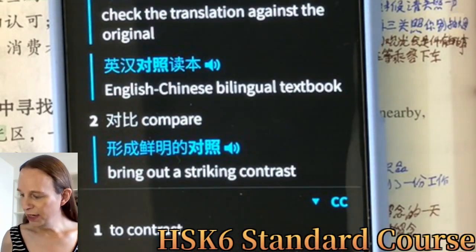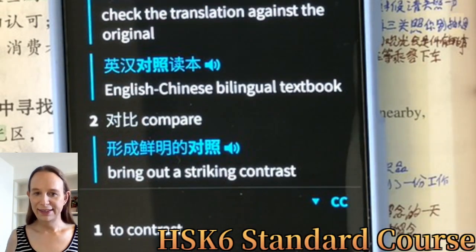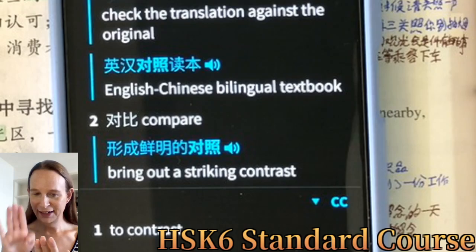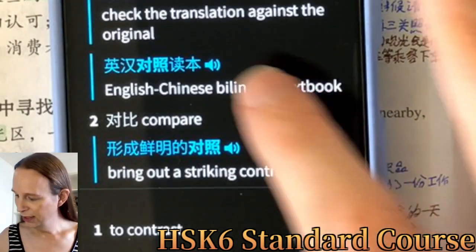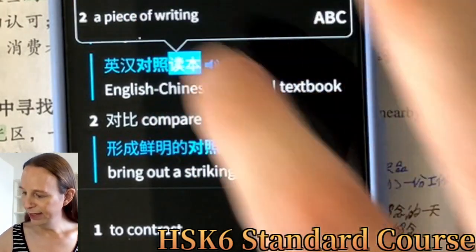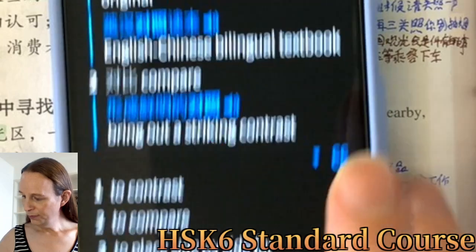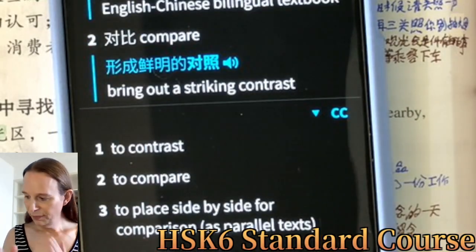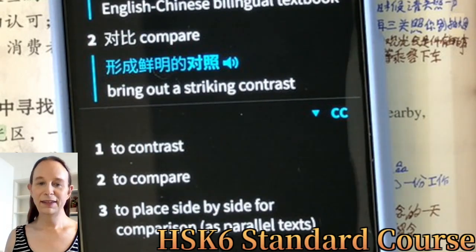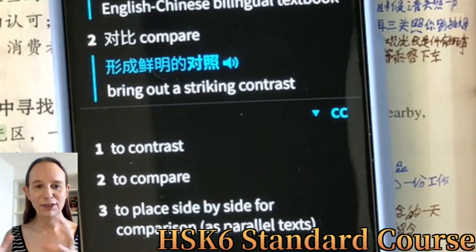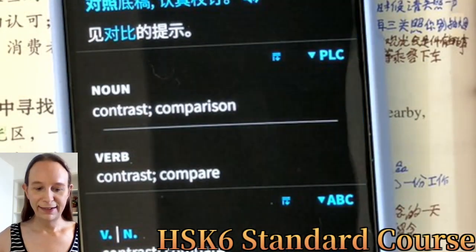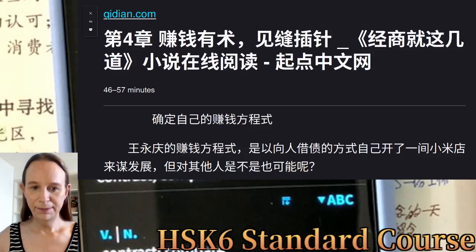英汉对照读本. Okay, so this would be English Chinese. So there'll be an English version and a Chinese version in the same book. 读本 will be like a reader, not just a textbook, a reader. 形成鲜明的对照. Just, I don't know, form a striking contrast. Yeah, contrast. All right, let's go to ChatGPT.